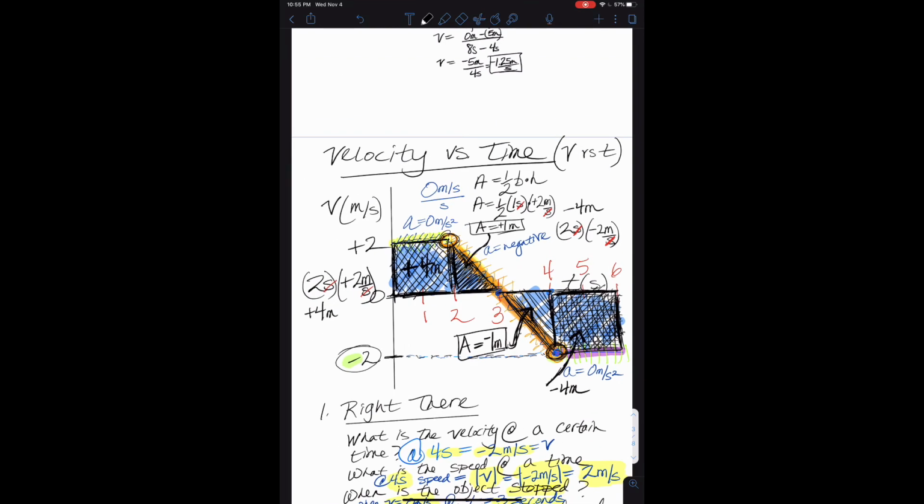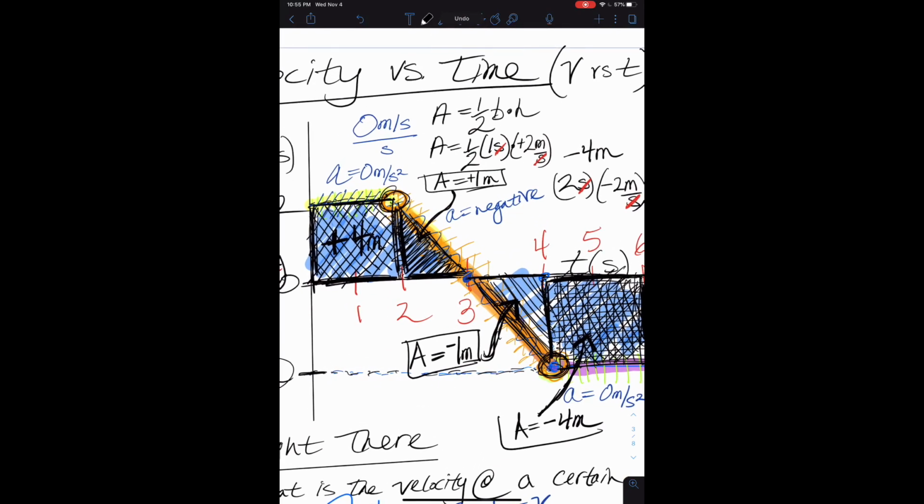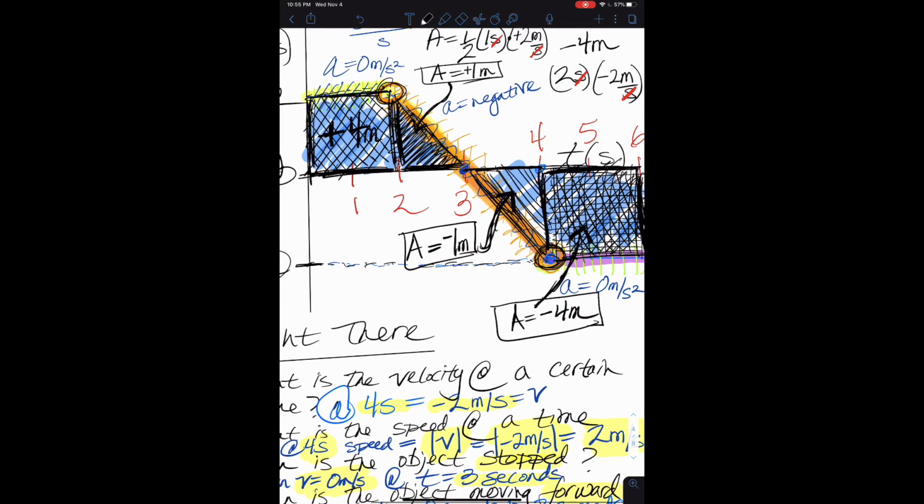All right, so there we have it. We have 4 areas. We have the negative 4 and positive 4 meters, and we have the negative 1 and positive 1 meters. What is the displacement? The displacement is the total, all of those displacements added up. That's what the total displacement is.